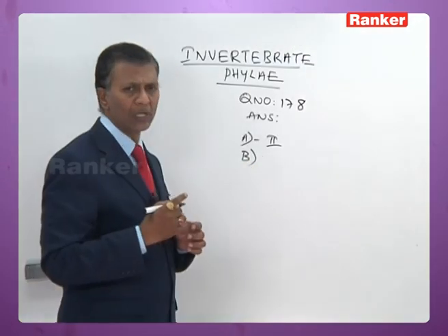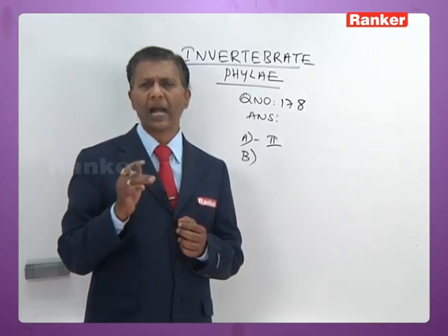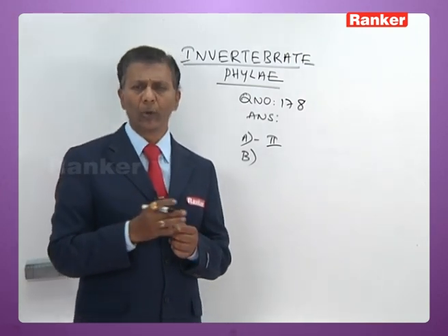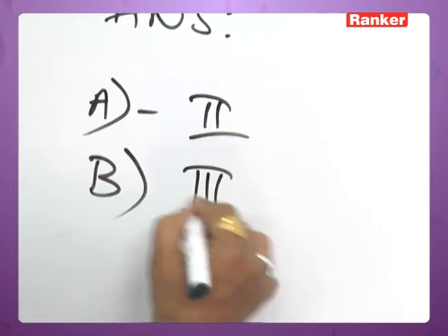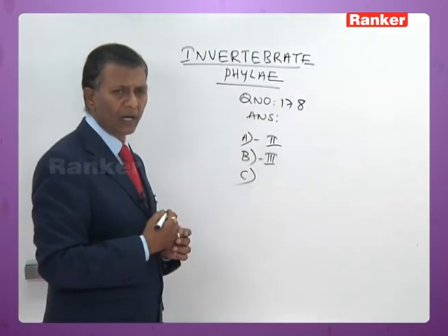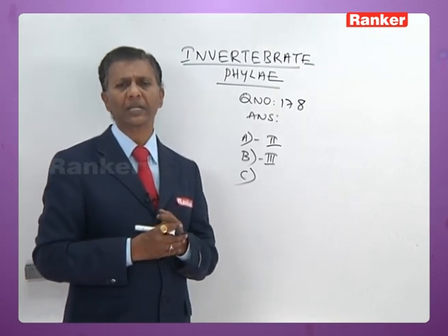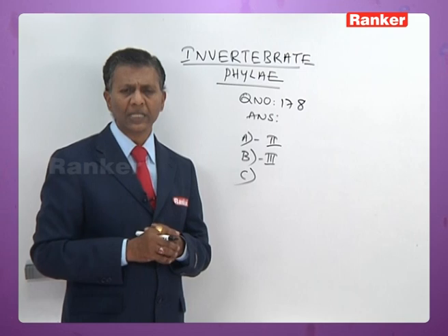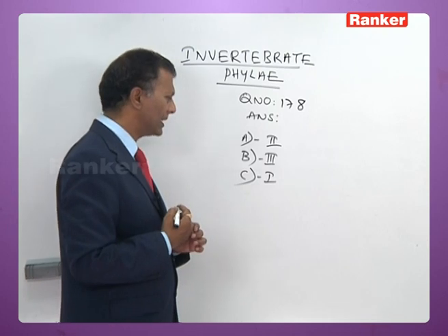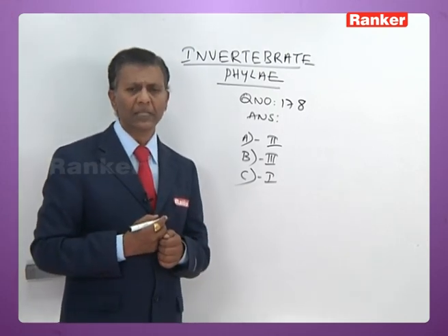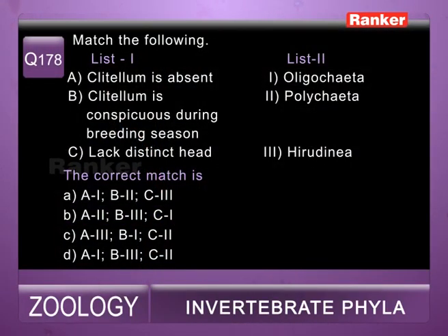Then B, Clitellum is conspicuous during breeding season. During breeding season the Clitellum makes its appearance in Hirudinea. In Oligochaeta Clitellum is permanent. So obviously the correct option for B is the third option. Then C, lacks distinct head. Now in Oligochaeta distinct head is absent. So correct answer is 1. So A2, B3 and C1 are the correct options here. So 178th question correct answer is B.